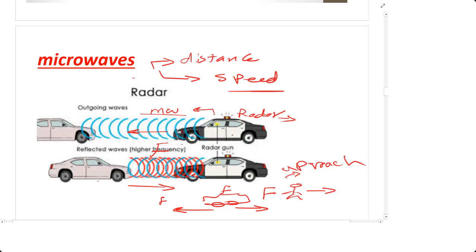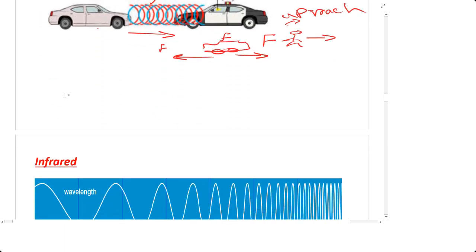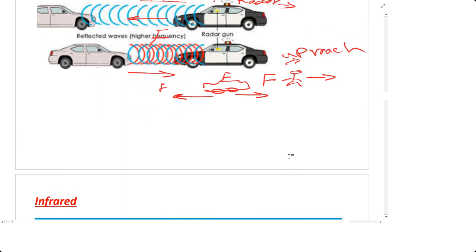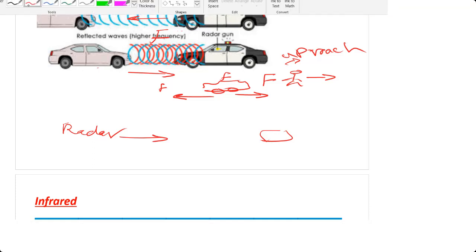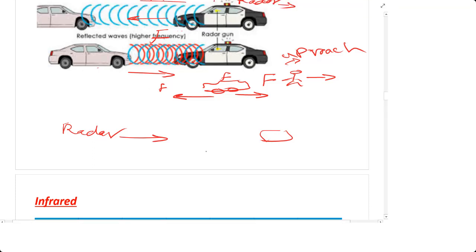Also, we can know the distance of any object, as we explained before in sonar. So this is the radar, and this is the object. We send a wave. This wave takes a certain time, then it hits the object, and comes back again. So there is a time between going and coming back.